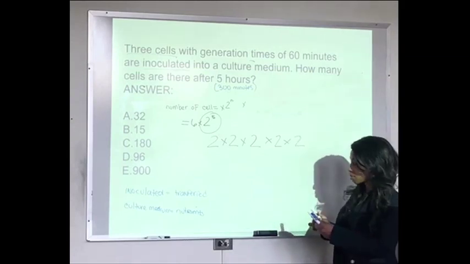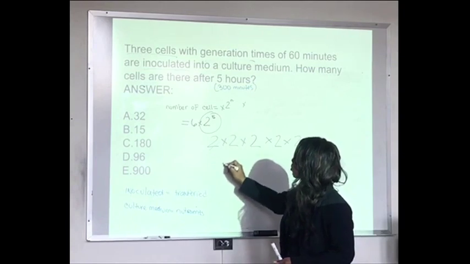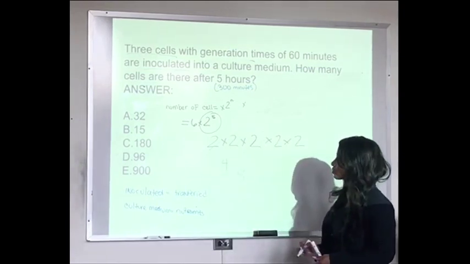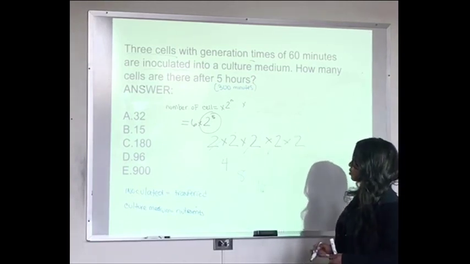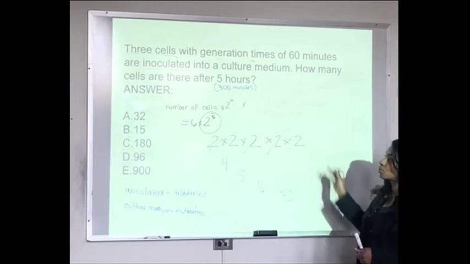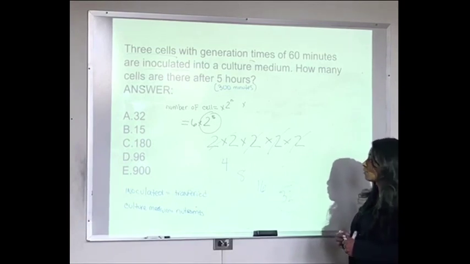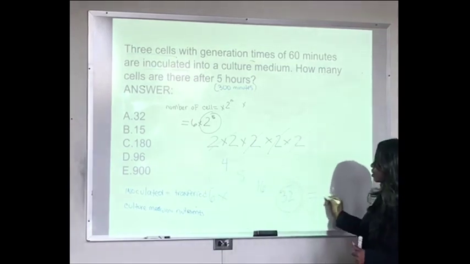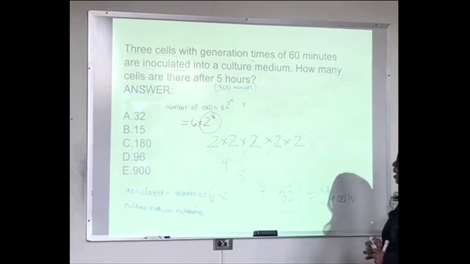So 2 times 2 would give you 4, cross it out, right? 2 times 4 will give you 8, cross that out. 2 times 8 will give you 16, cross that out. 2 times 16, 32, again, cross it out. Now we know we use all of our 2's, especially on an exam. We want to make sure that we are definitely sure, and we multiply that times 6, and that will give us a total of 96 cells after 5 hours.